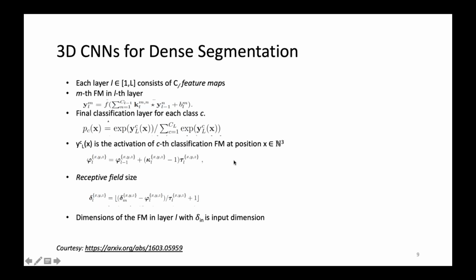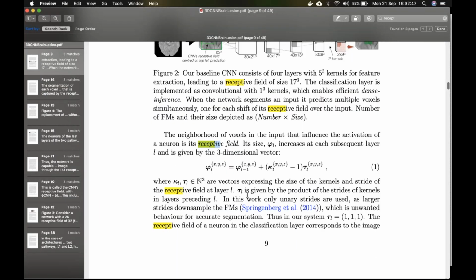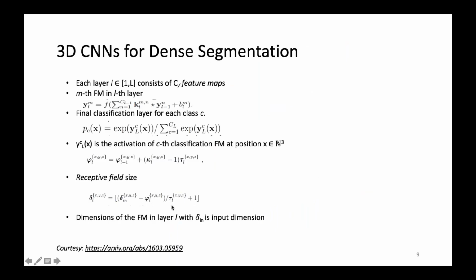So this phi and tau: tau is given by the product of the strides of the kernel in the layers, right? So this is nothing but the stride of the kernel.